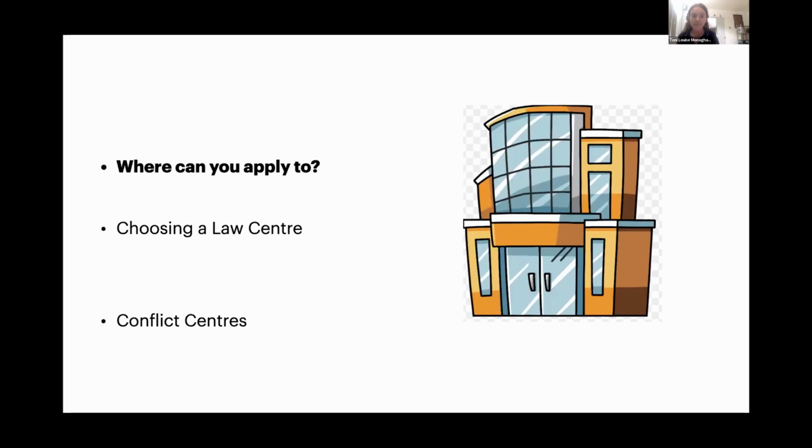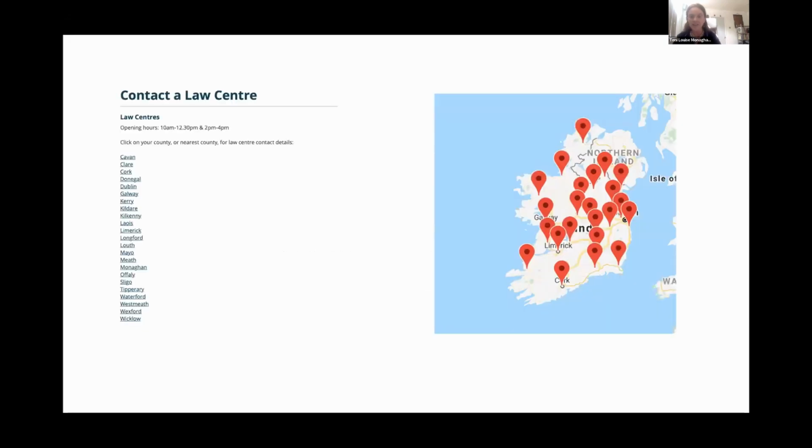Where do you go to apply? How do you go about choosing a law centre, and what are conflict centres? I'm just going to bring you back to that map we had earlier on. As you can see, there was a concept that you could only apply to certain law centres if you live in that county, but that's not the case. You can apply to any law centre. A lot of people might, for example, apply to Wicklow Law Centre because they have a case in Wicklow, but they could be living somewhere else. I would have had clients who have come from the Midlands for an application that was being heard in the Wicklow Circuit or District Court for one reason or another.